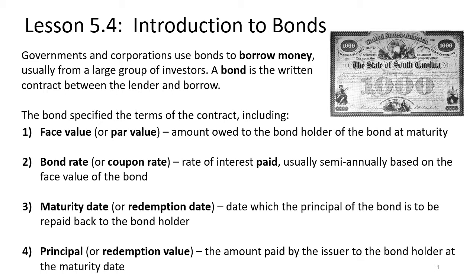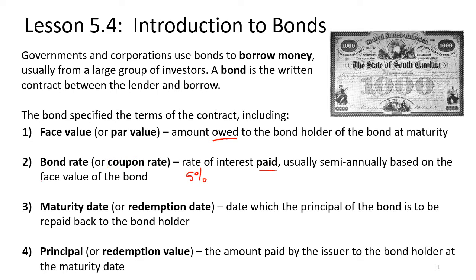The first item is known as the face value. That's the amount that's owed to the bondholder. In this case, if you purchased a bond, it'd be owed to you at maturity. The bond rate is the rate of interest paid. That is stated on the bond, that it'll earn something like 5% interest, and it's payable semi-annually. So it's not compounded semi-annually, it's payable semi-annually. You'll see why that's important when we talk about coupons. The other term for it is known as the coupon rate, and we'll get into that in a later slide.